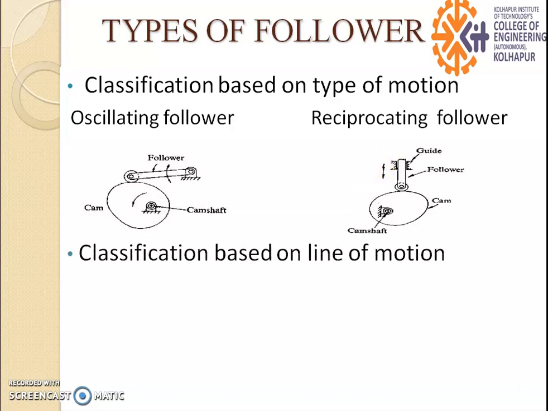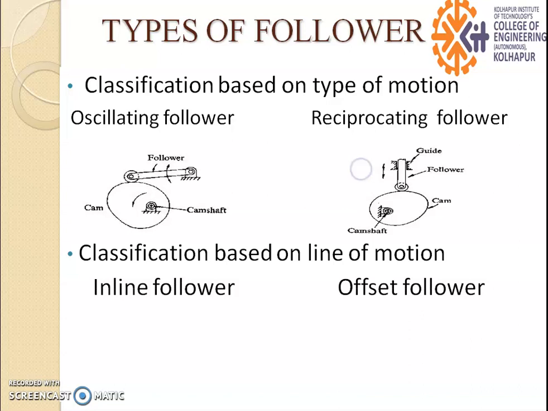Classification based on line of motion of follower. Again there are two types: number 1, inline follower, and number 2, offset follower. Inline follower is also called a radial follower. In a radial or inline follower, the line of action of movement of the follower passes through the center of rotation of the cam.